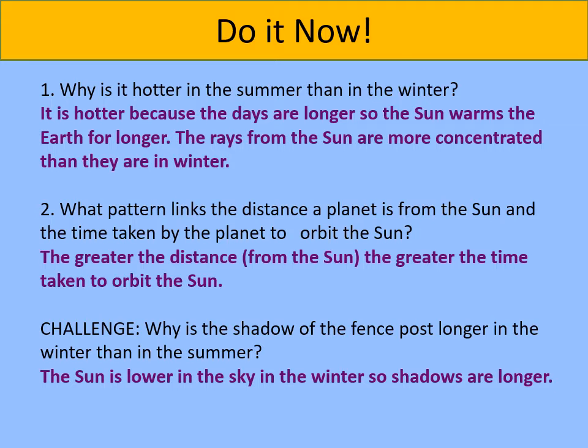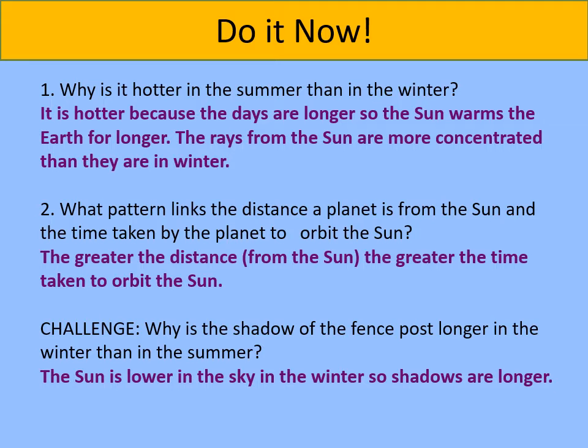So, how did you get on with those questions? Question number 1 then. Why is it hotter in the summer than in the winter? So it is hotter because the days are longer. So that means that the sun has more time to warm up the earth for a longer period of time. And the rays of the sun are more concentrated than they are in winter, and they are hitting more directly as well. So we're receiving a lot more of the sun's energy that way.